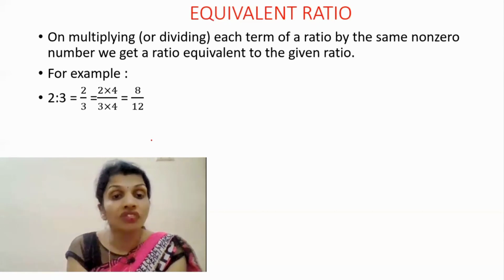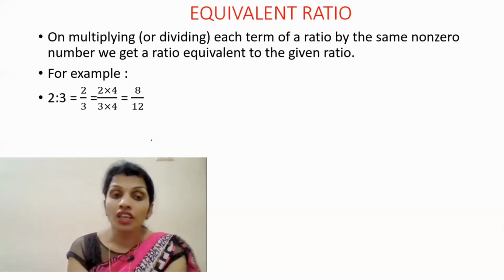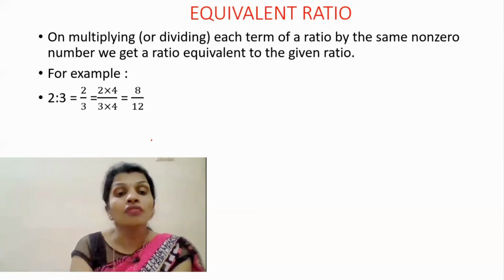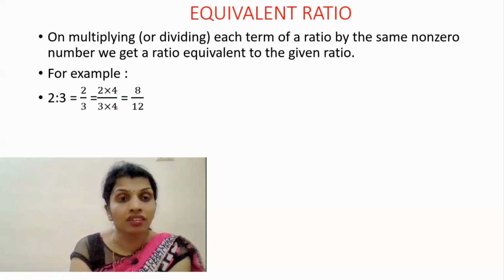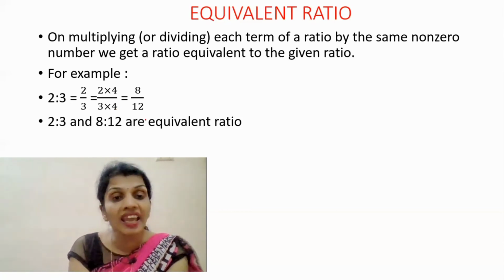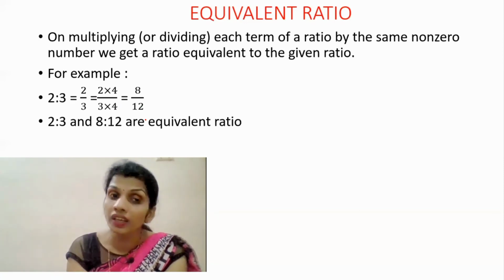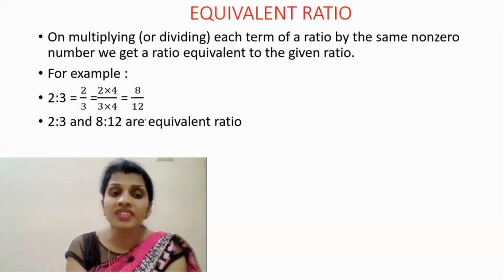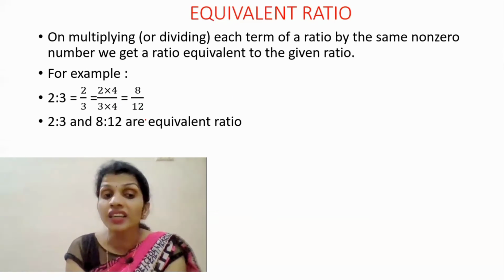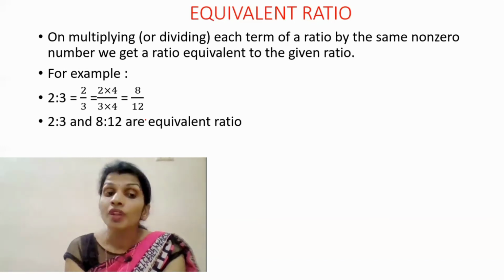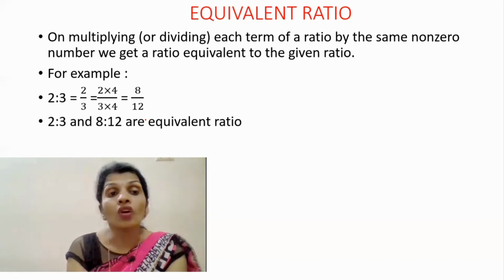Remember, whenever we are multiplying by any number, it should be multiplied to both numerator and denominator. So we multiply 2 by 3 with 4, and we get 8 upon 12. So we can say that 2 is to 3 and 8 is to 12 are equivalent ratios. If you want to find another, you can multiply by 5, 6, 7, any number, and you will get an equivalent ratio. I hope you have understood equivalent ratios, how to simplify, and what we call the first term and second term of a ratio.